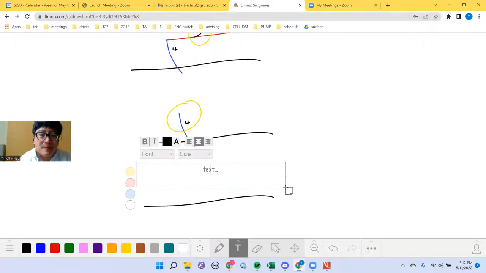Comic Sans. This is a strange thing about it. I really love this drawing program called Limnu, except there's a very strange choice of having a default font of Comic Sans.